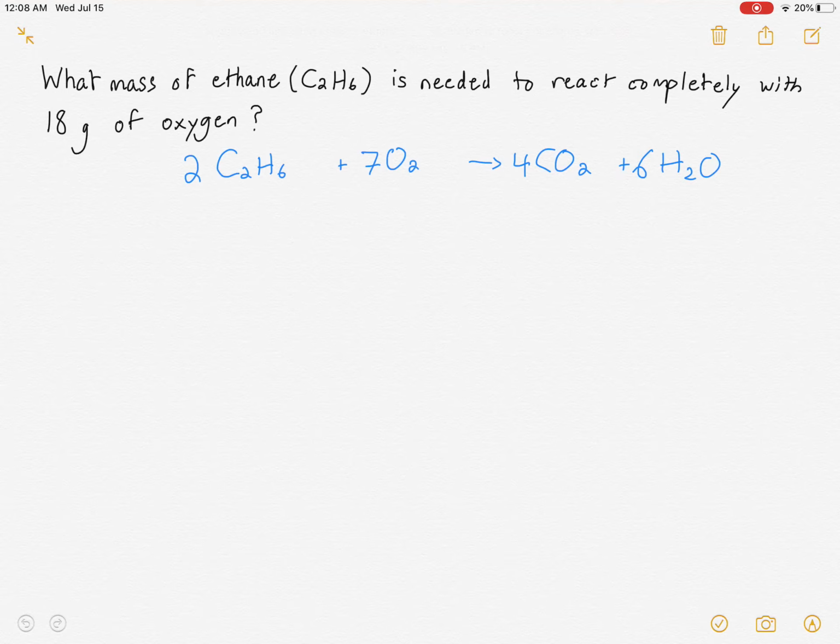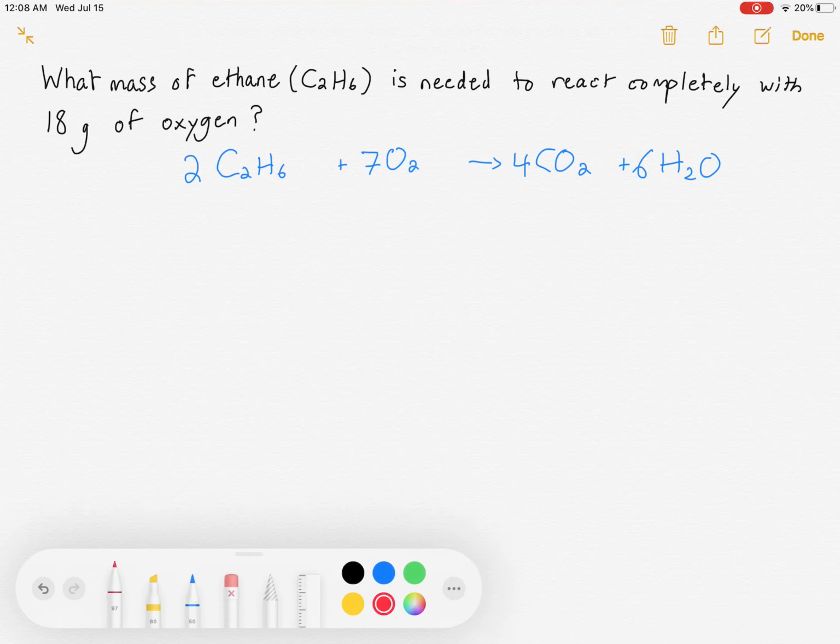So, in this example, here's what we are asked. What mass of ethane, or C2H6, is needed to react completely with 18 grams of oxygen? Again, to save time, I have written the equation for you here, and it is already balanced.